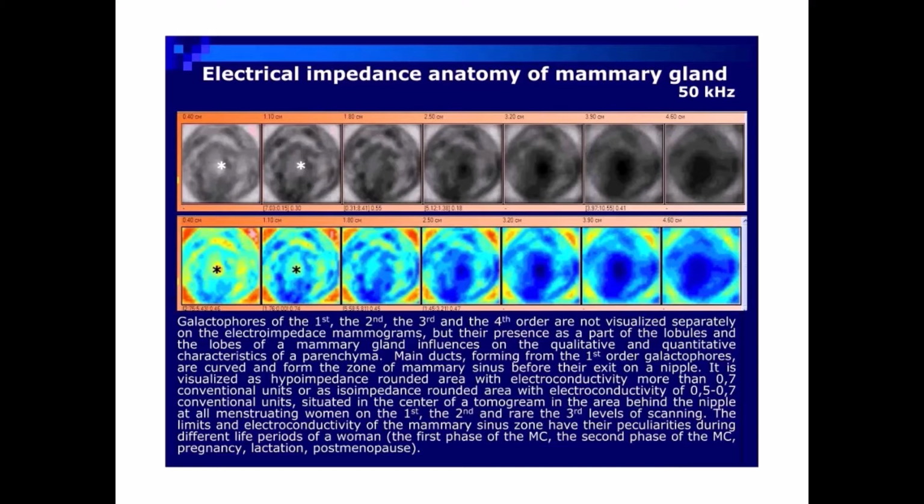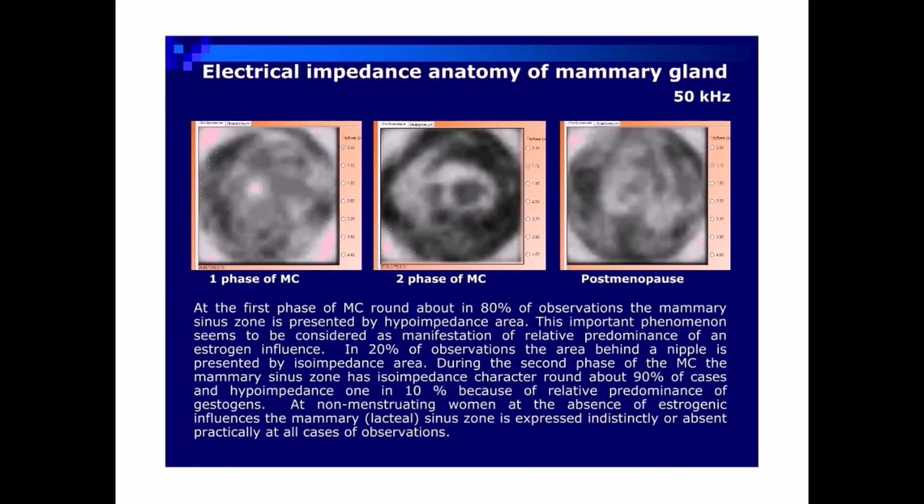The limits and electroconductivity of the mammary sinus zone have their peculiarities during different life periods of a woman: the first phase of the MC, the second phase of the MC, pregnancy, lactation, postmenopause. Electrical impedance anatomy of mammary gland, 50 kHz. At the first phase of MC, in round about 80% of observations the mammary sinus zone is presented by hypoimpedance area. This important phenomenon seems to be considered as manifestation of relative predominance of an estrogen influence. In 20% of observations the area behind a nipple is presented by isoimpedance area.